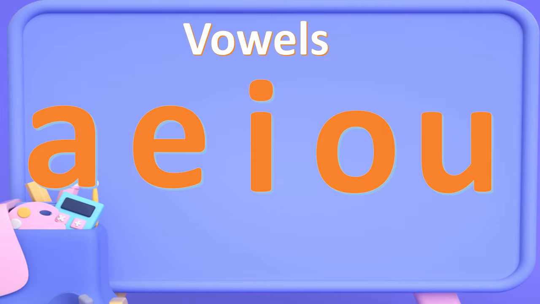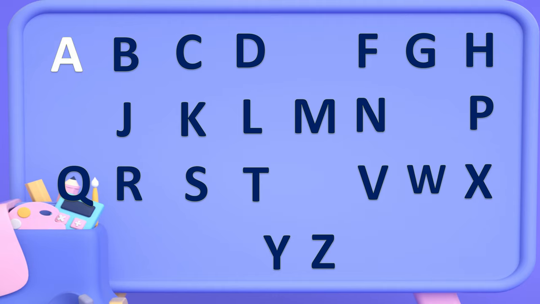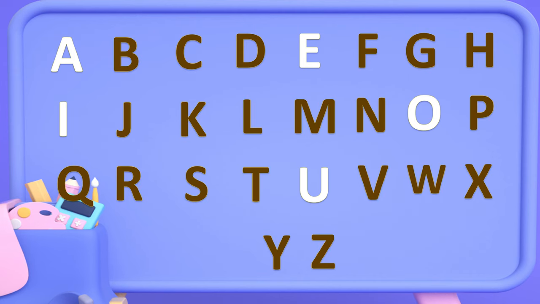Then which are those consonants? Yes, we'll tell you now. As we know, vowels are A, E, I, O, U. Repeat. A, E, I, O, U. The other remaining letters are called consonants. Yes, A, E, I, O, U are the vowels. The remaining letters are called consonants.